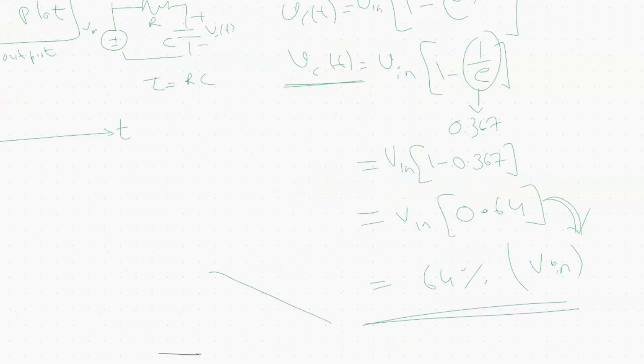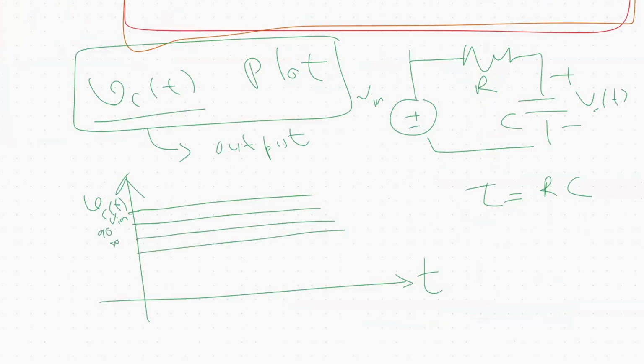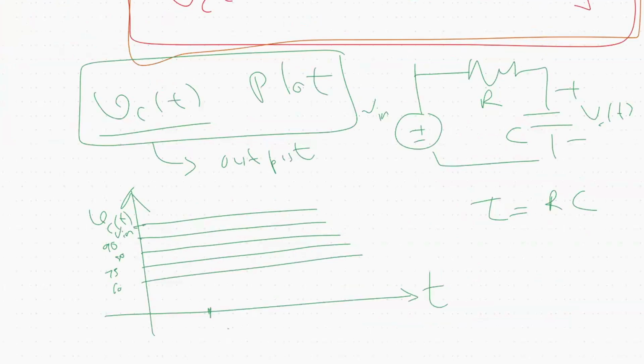So let's say this is 100%. That is V in. That is 90%, this is 80, 75, and this is 60. So at 1 tau, it's going to be at 63%, right?